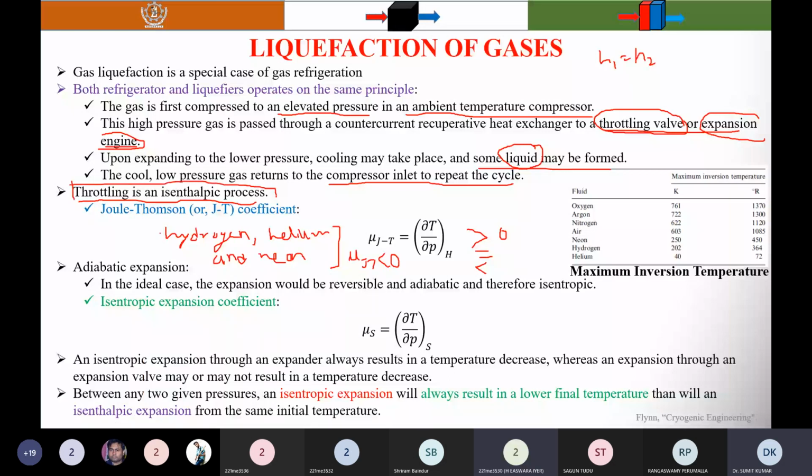Sir, one doubt. Here helium and neon are all ideal gases, right? So for ideal gases, this mu JT, the Joule-Thomson coefficient, should be 0, right? You can see that all of these, argon, helium, are considered ideal gases here.